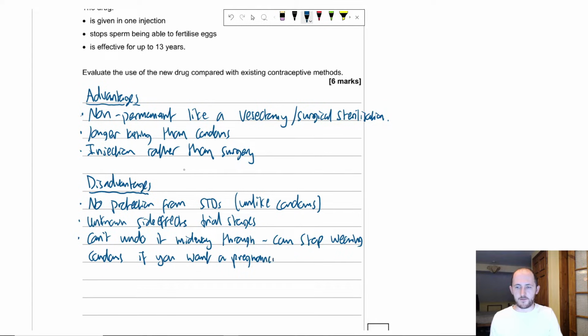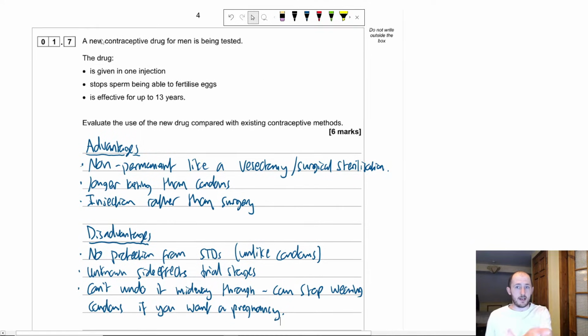And then obviously if you're looking for a woman's point of view, they can stop taking the pill or using the IUDs or whatever they're using as contraception. They can stop that at any point. You can't, as far as we know, at least from the information we're given, stop this injection. We take it and our sperm is unable to fertilize eggs for 13 years, which is a very long time. I mean, if you're taking this exam, you're probably 16 years old. That's most of your life, right? It's a long time to not be able to have kids, assuming that's potentially what you want in the future.